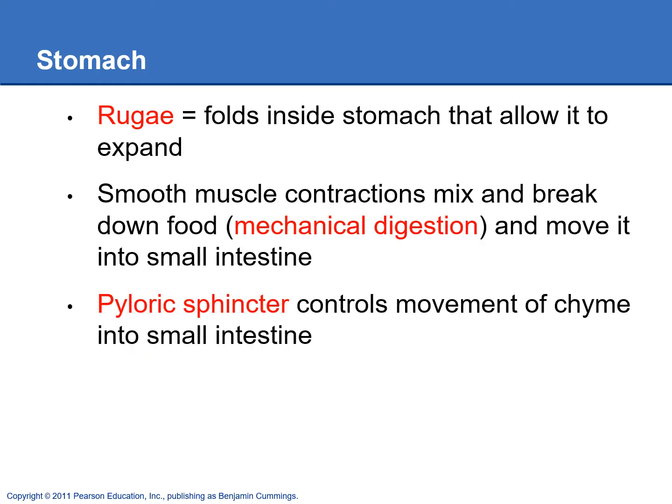The stomach contains rugae, which are folds inside the stomach that allow it to expand to accommodate more food and drink. And the smooth muscle contractions will help mix and break down the food further, doing mechanical digestion, and then move it into the small intestine. And there's another sphincter, the pyloric sphincter, which will control the movement of the chyme from the stomach into the duodenum, the first part of the small intestine.